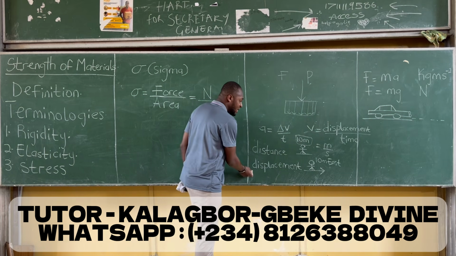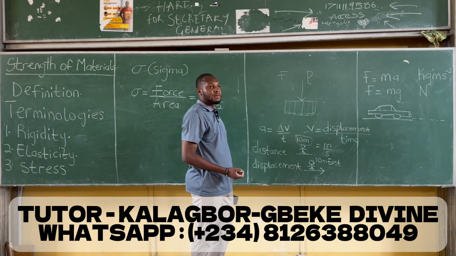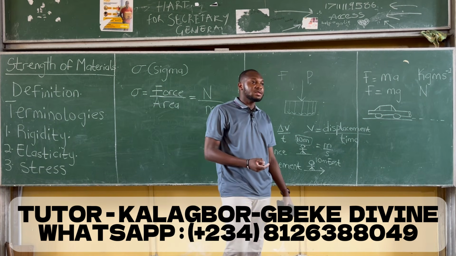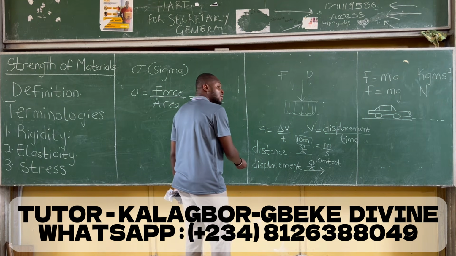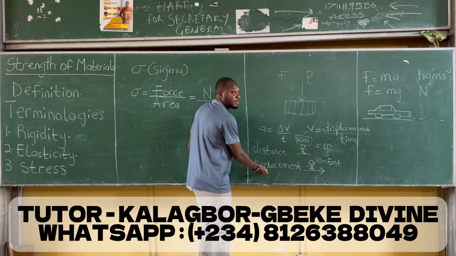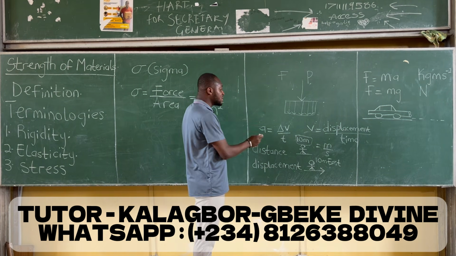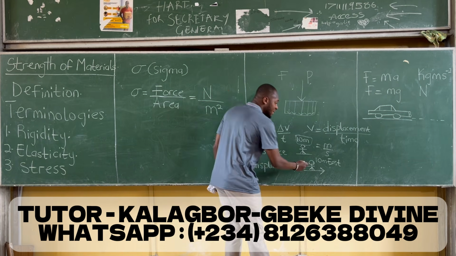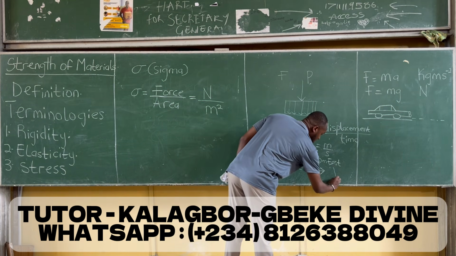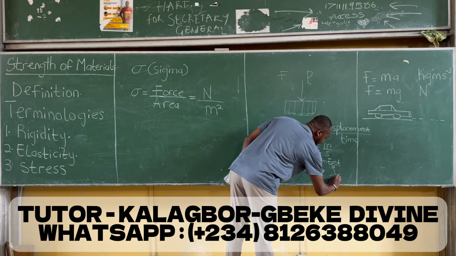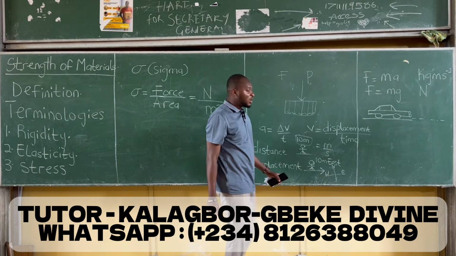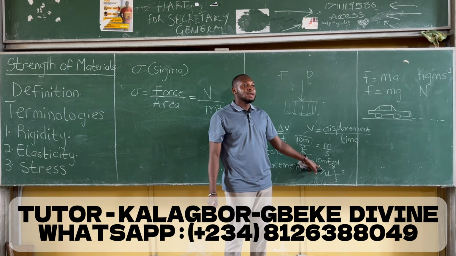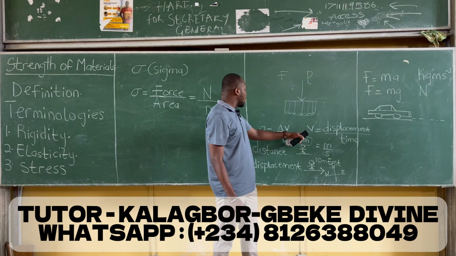Displacement is a vector quantity, and for a vector quantity you consider both magnitude and direction. That's the difference between distance and displacement. Displacement has direction, distance does not have direction. That's why we have 10 meters east. This is north, this is south, this is west, and this is east. So the body was moving towards the east. That's why we call it 10 meters east.